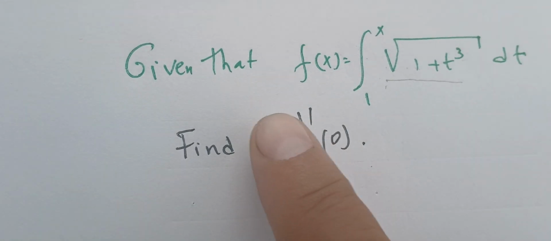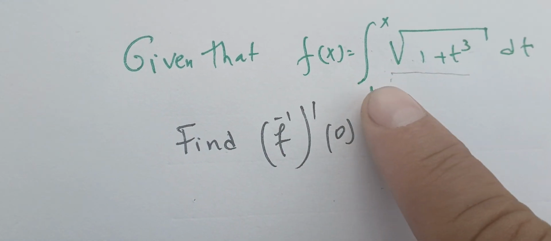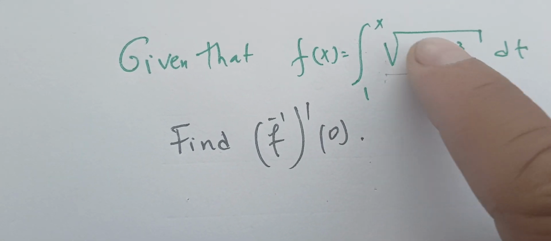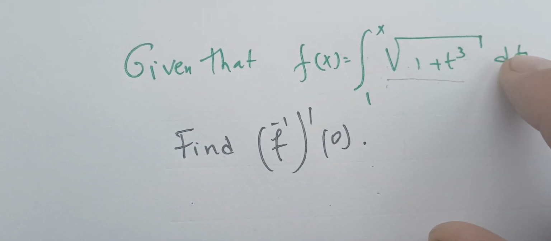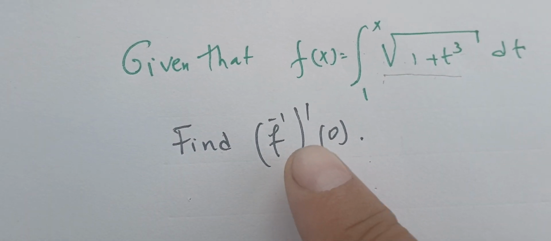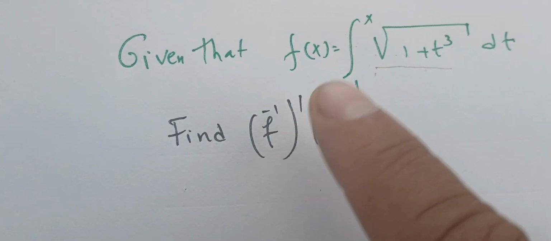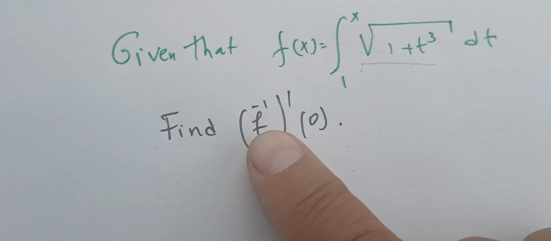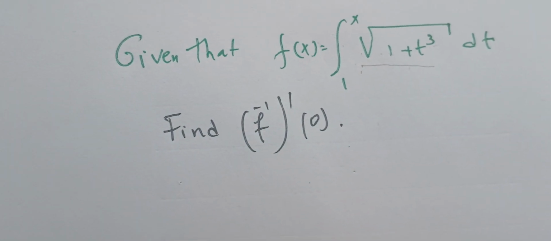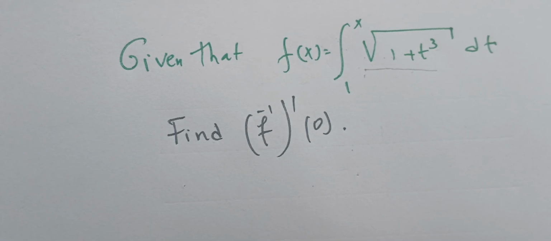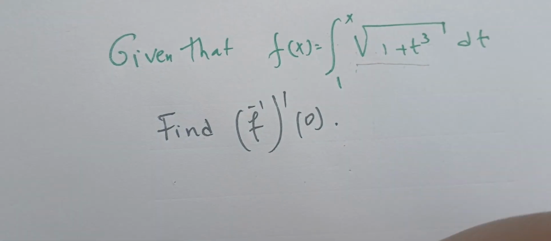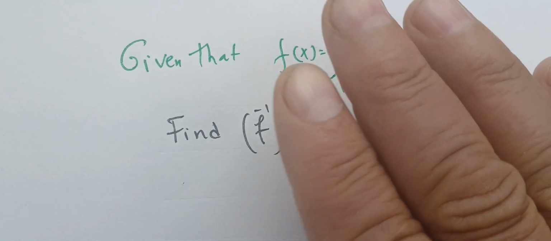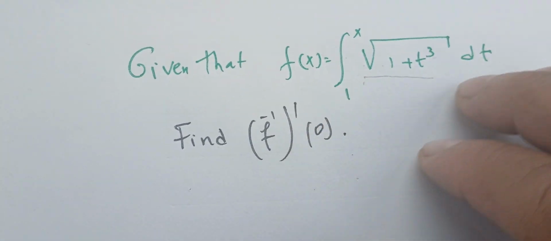Welcome back. In this video, we are given that f of x is the integral between 1 and x of the square root of 1 plus t cubed dt. We want to find the derivative of the inverse function of this f at 0. Here, we don't know the inverse function. We don't have an expression for that. But we're going to use the derivative of the inverse with the function itself to find the value that we need.